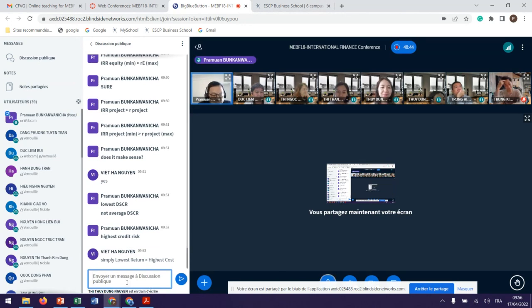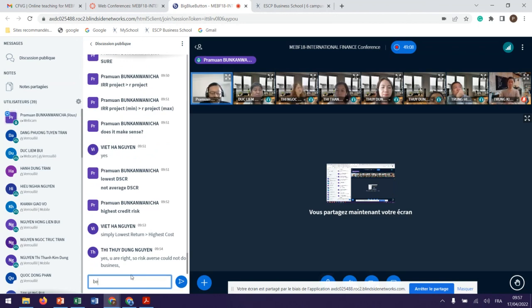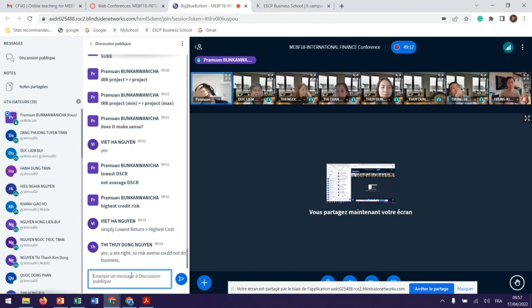Okay, simply lowest return, bigger, highest cost. Yes, you are right. So risk averse could not do business. Very good. Simply lowest return, bigger, higher cost. Okay, so I only want to refine that when you're talking about return, you're talking about cost. The idea is only about benefit and cost, right?